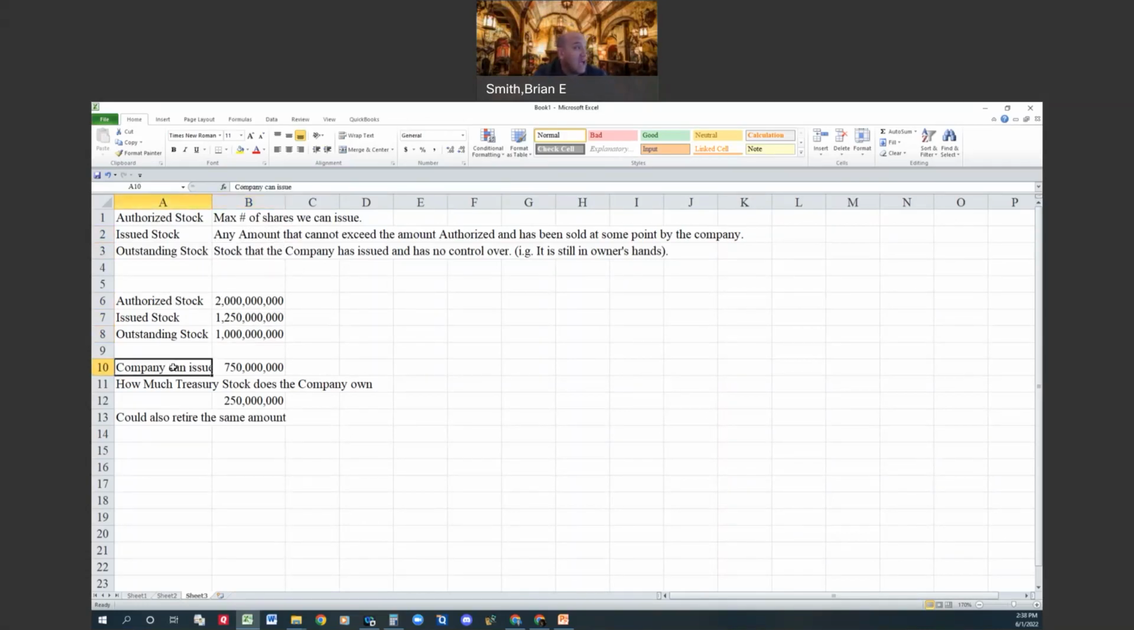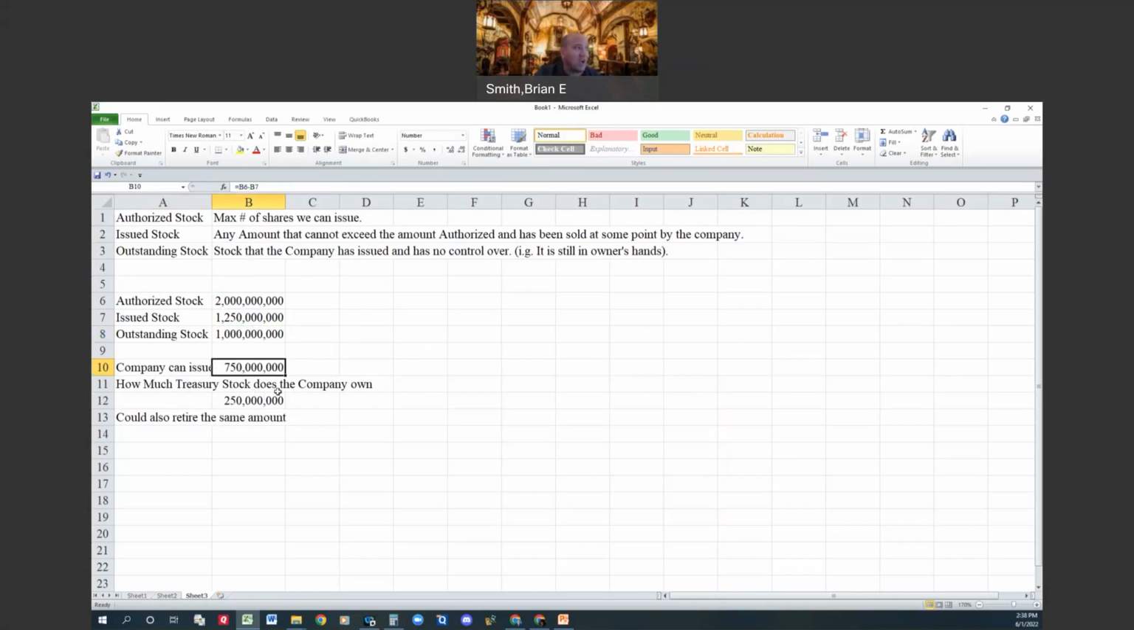Well, I can ask, how much can the company issue in the future? Well, what we're going to do is take the total authorized stock and subtract out what we've already issued, and that's going to give us 250 million shares that we can still issue at any given point.